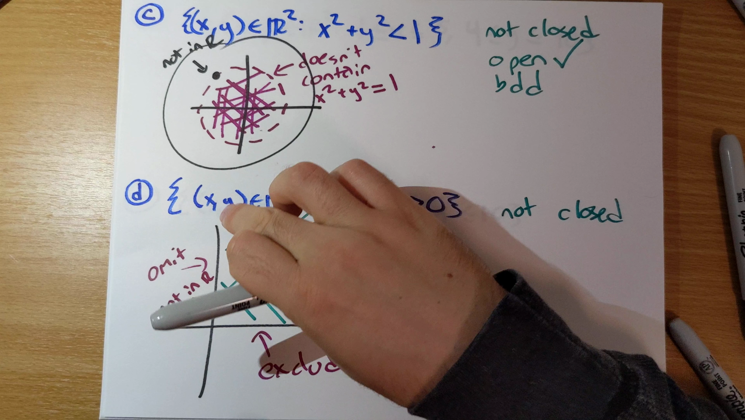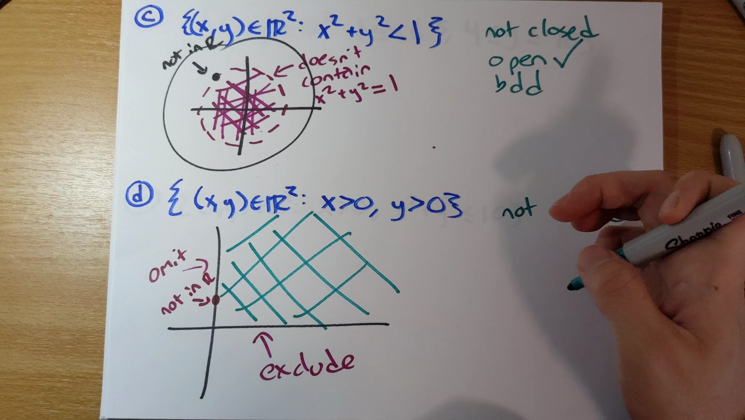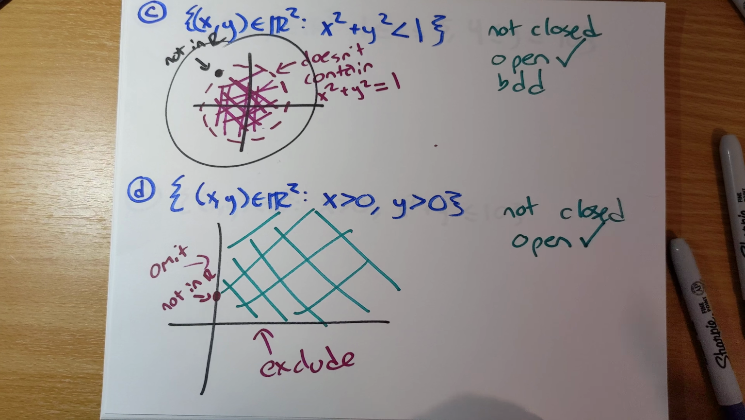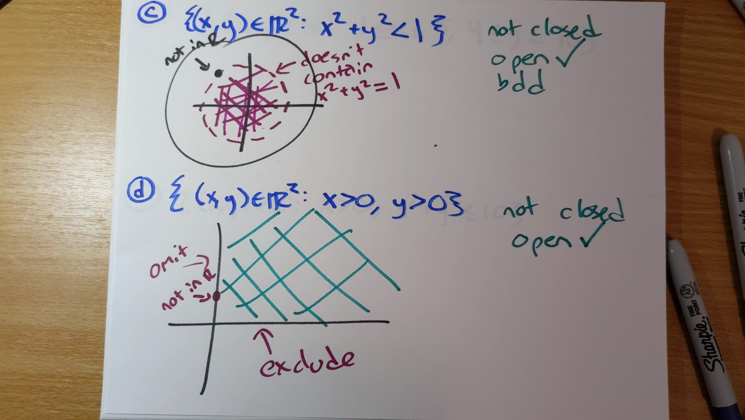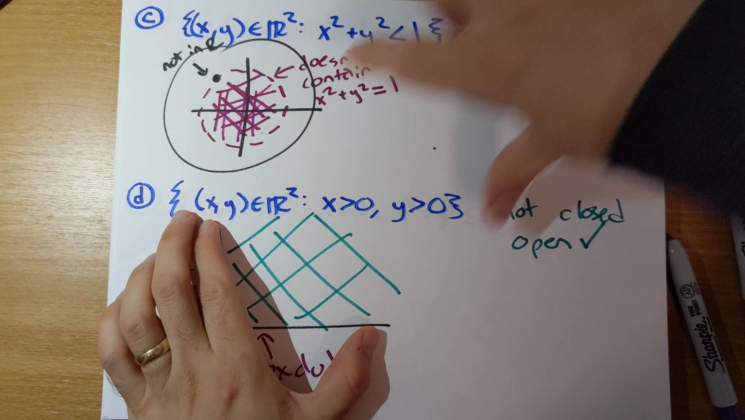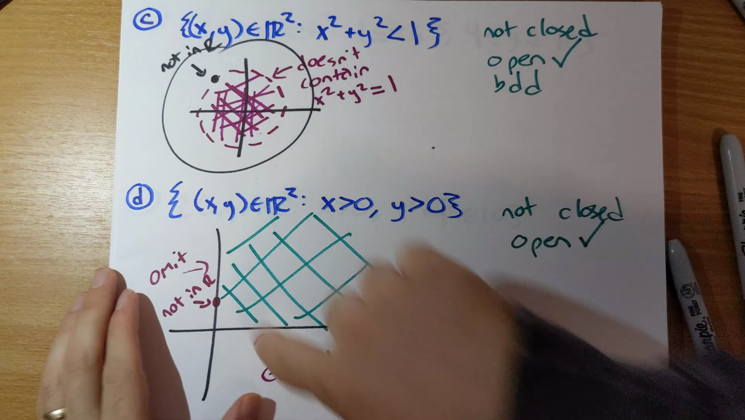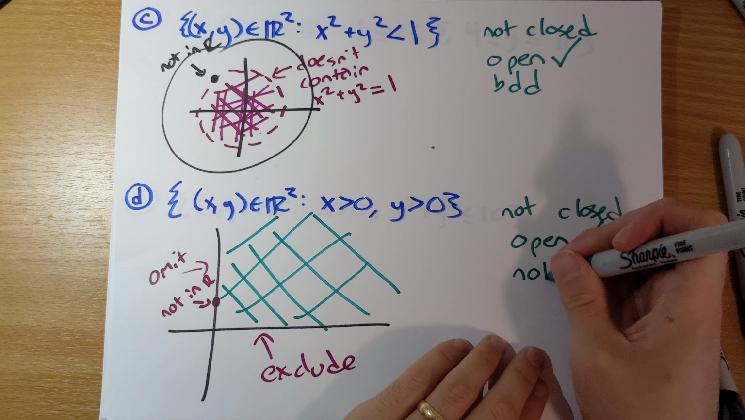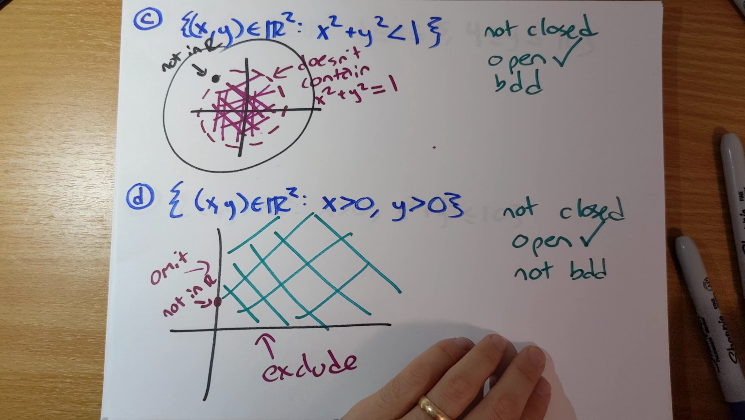Is it open? Yeah, so at any point that you can find here, it is in the interior. So this is open. Is it bounded? No, this is going off to infinity. There's no way we can draw a big enough circle to encapsulate everything here. So this is open, unbounded.